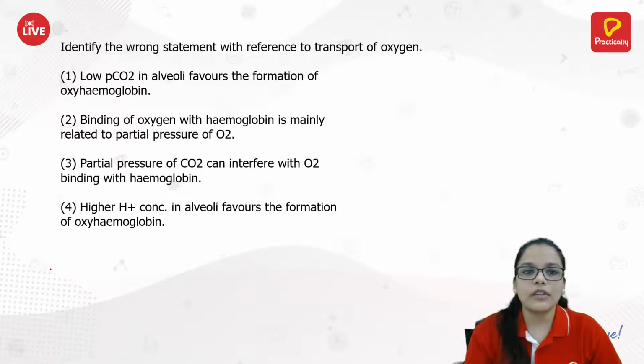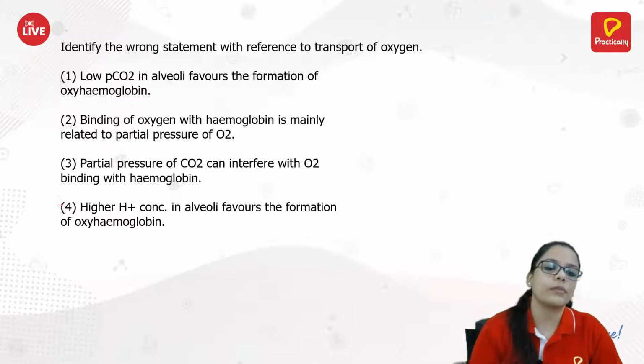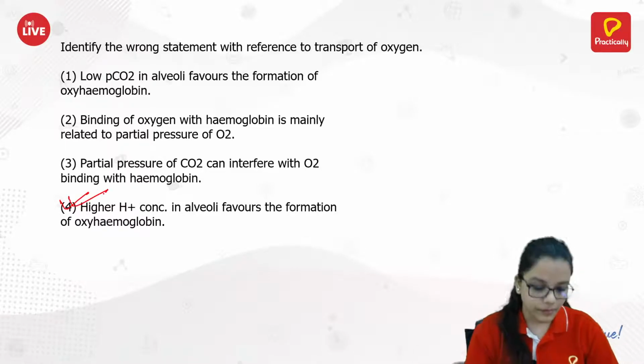Next, identify the wrong statement with reference to transport of oxygen. Okay, let's see. Low pCO2 in alveoli favors the formation of oxyhemoglobin. Binding of oxygen with hemoglobin is mainly related to partial pressure of O2. Partial pressure of CO2 can interfere with binding of O2 with hemoglobin. High hydrogen ion concentration in alveoli favors the formation of oxyhemoglobin. This is the correct answer.